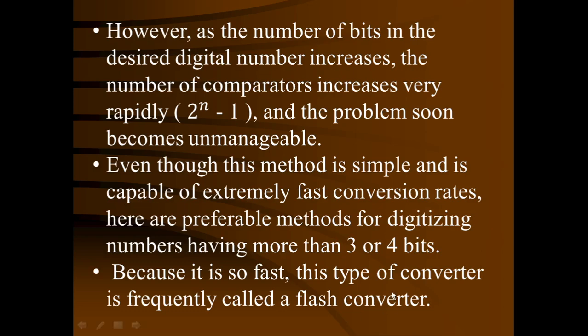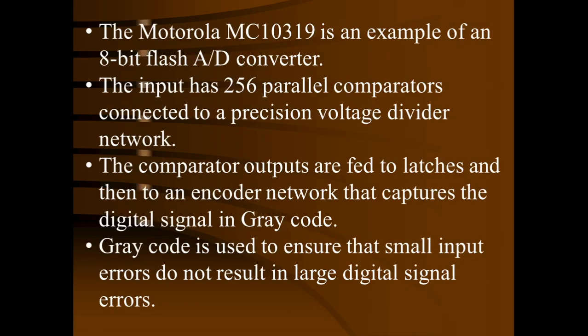Because it is fast, this type of converter is frequently called a flash converter, because this method is the fastest one. It is also known as a flash A to D converter. The Motorola MC10319 is an example of an 8-bit flash A to D converter. So Motorola has also developed one IC. That IC is the MC10319, an example of an 8-bit flash A to D converter.